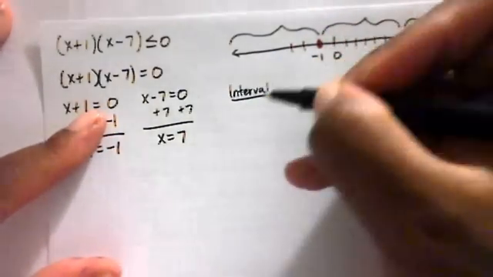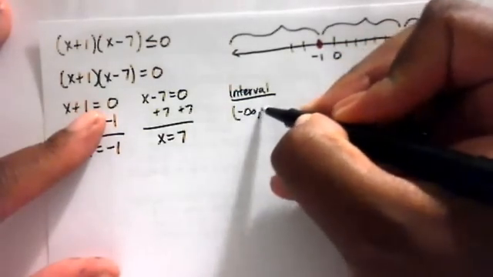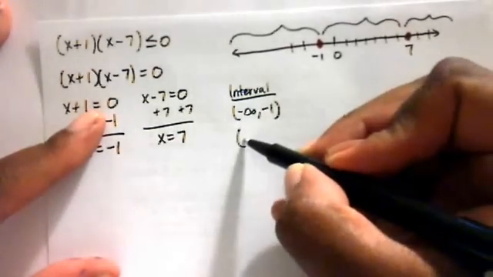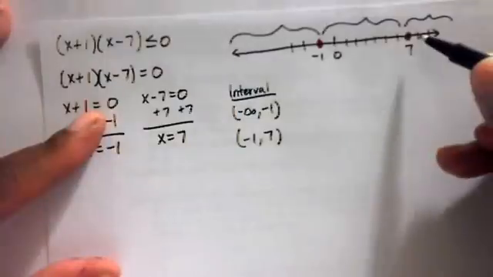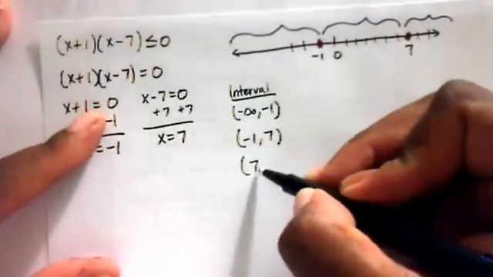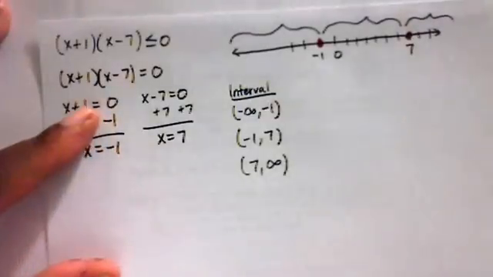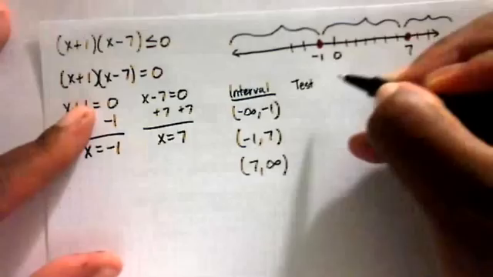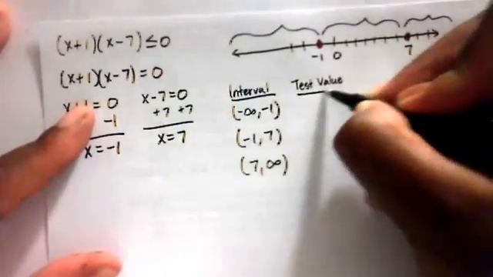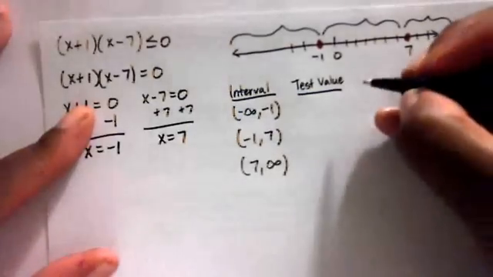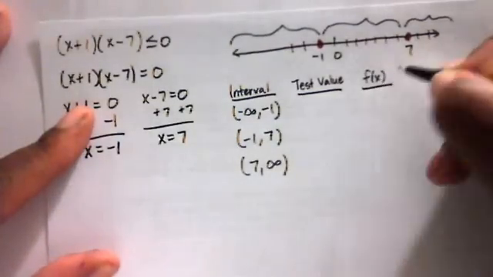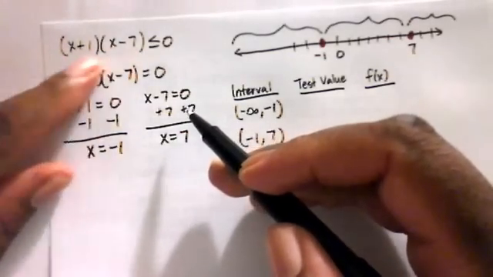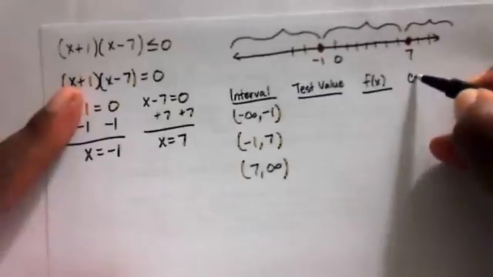So the column for intervals, my first interval will be from negative infinity to negative 1. The next one will be negative 1 to 7. Then the last one will be from 7 to infinity. Okay. Now, the next column is my test value. I'm going to pick a test value that I'm going to use for each individual interval. And then f of x. My f of x is always going to be that x plus 1 times x minus 7. That's this part right here. And then my conclusion.